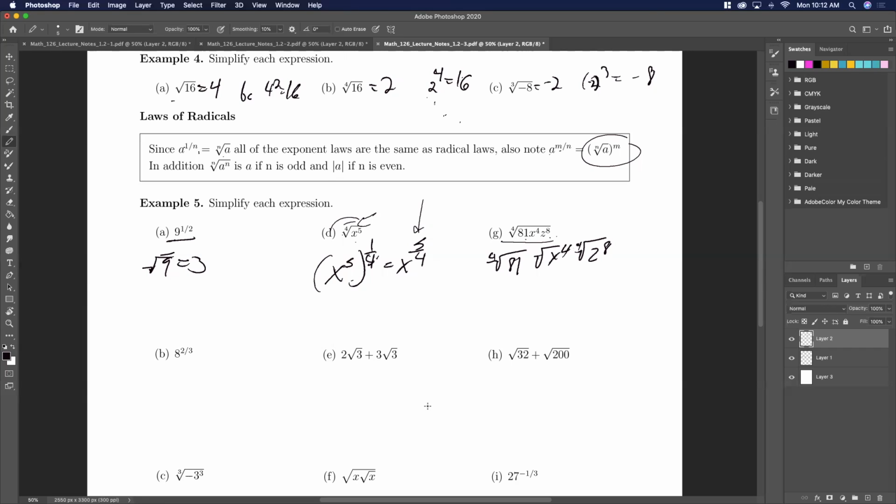So the quartic root of 81. What to the 4th is 81? Well, if you work on it long enough, you'll find out it's 3. So here I just get 3.